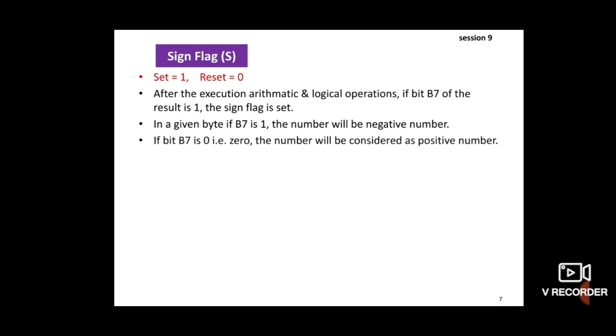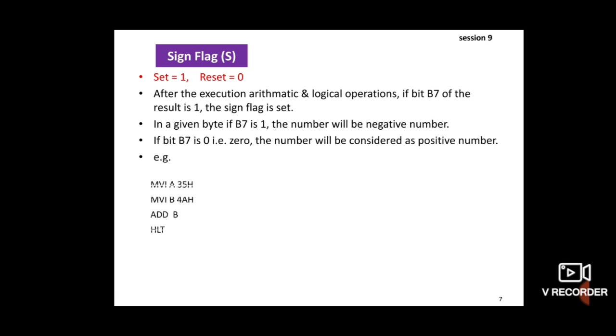And in a given byte, if bit B7 is 0, the number will be considered as a positive number. If B7 is 0, the number will be considered positive. See the example: if in the given byte B7 is 1, the number is negative. If bit B7 is 0, the number is positive.